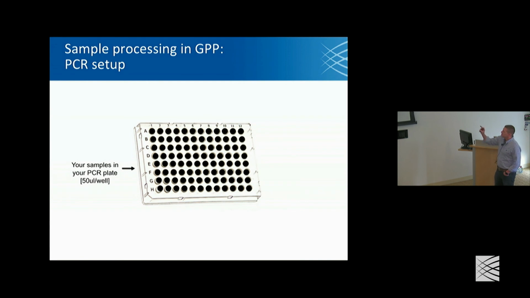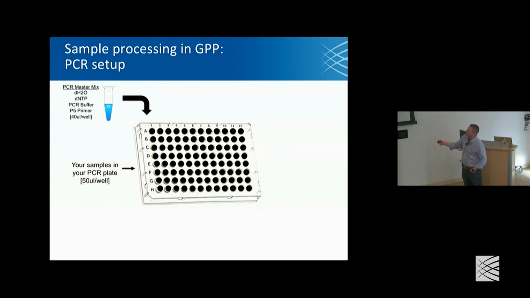Okay. So this is what happens when we see your PCR plate. You'll notice that all the colors are gone because we don't know what's in your plate. We just know that there are samples in all of those wells, and that they should be 50 microliters per well. So what we're going to do is add a PCR master mix, which has all the things we need, like water, dNTPs, PCR buffer, and the P5 primer. We're going to add that at 40 microliters per well. This is why volume matters very much.